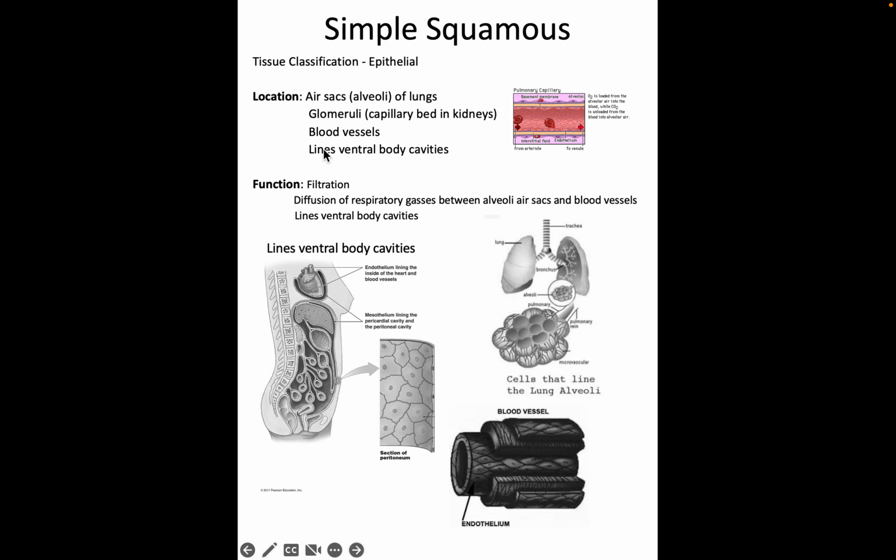Okay, you can also find it in the glomeruli. So in the glomeruli, we said earlier about reabsorption. We're filtering things out and then we're reabsorbing it back in. We want those things to be able to come back in easily, and so having a very thin membrane, a very thin wall to the glomeruli, these capillaries, allows for this to happen.